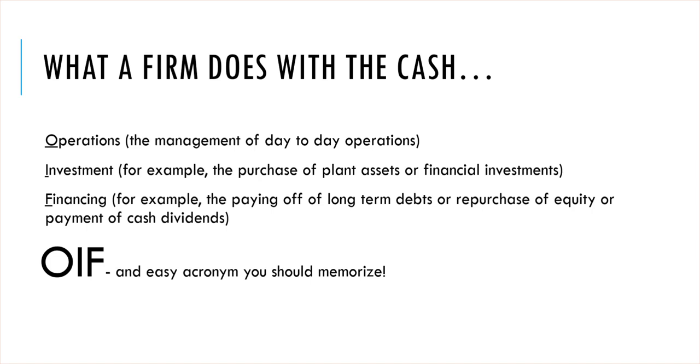As you prepare the cash flow statement, you have to memorize OIF, O-I-F, because that is the order in which you'll be preparing your cash flow statement. It doesn't matter if you're using the direct method or the indirect method. You are going to put all the operating activities together, all the investing activities together, and all the financing activities together. And you have to categorize your cash changes into each one of those categories.